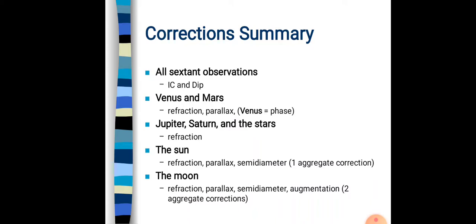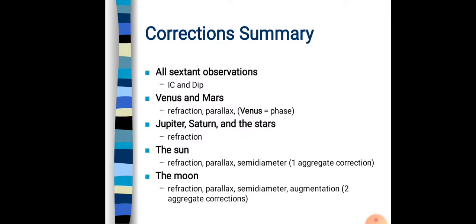So guys, in all we can say that to all sextant observations we apply index error and dip. If we are talking about Venus and Mars, we apply refraction and parallax after applying index error and dip, and for Venus we will also apply the phase.